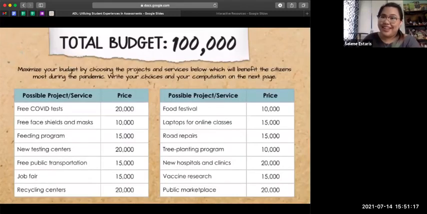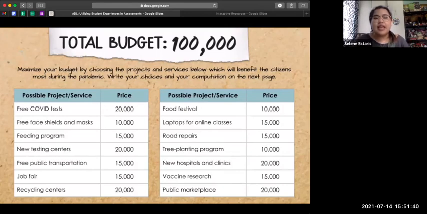Obviously, the budget here is not realistic per se because we needed to work within a certain amount that students could understand. We know that, of course, the budget is a lot bigger than this, but we needed to work within what students know as well. So we give them this list of possible projects and services, and then the price range of each project and service.